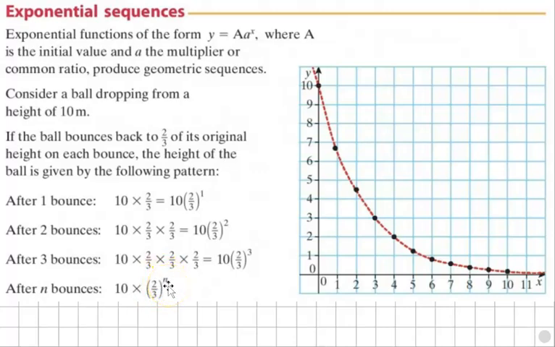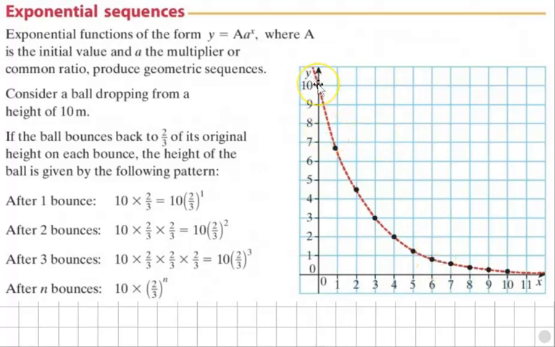So for example, if you were interested in the height after 7 bounces, you would do 10 times 2/3 to the power of 7. And we can see 7 on the x-axis is here, and the point that it corresponds with is probably around 0.7. So that point there represents 2/3 of the previous height, which would have been the height at 6 on the x-axis, and so on.